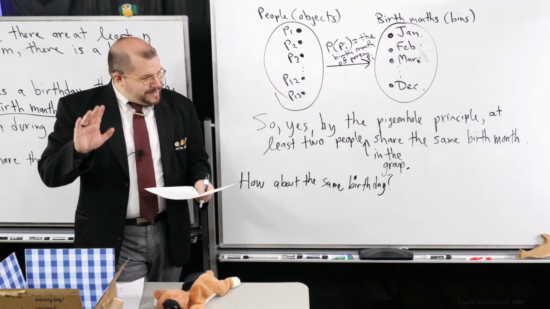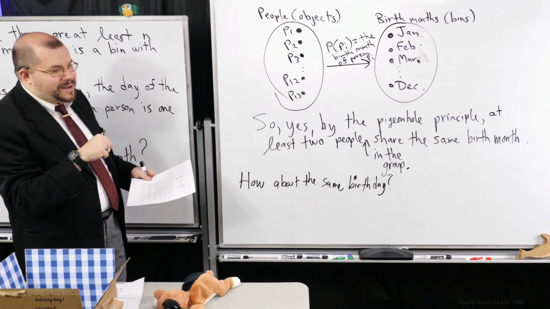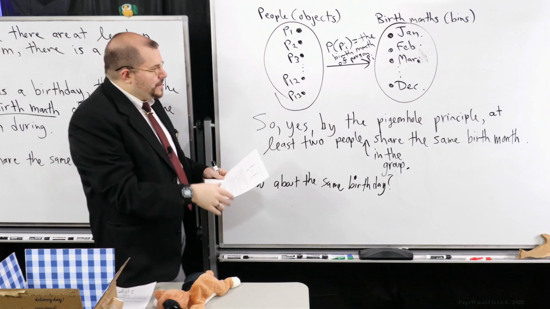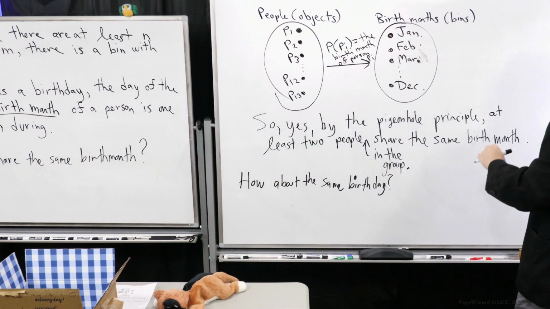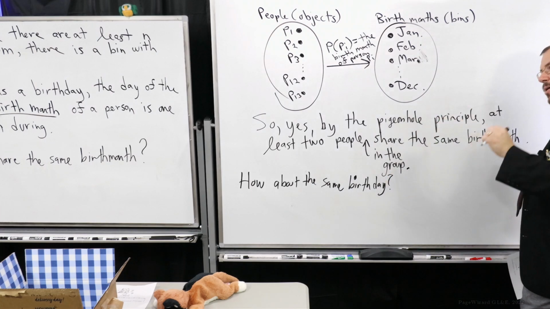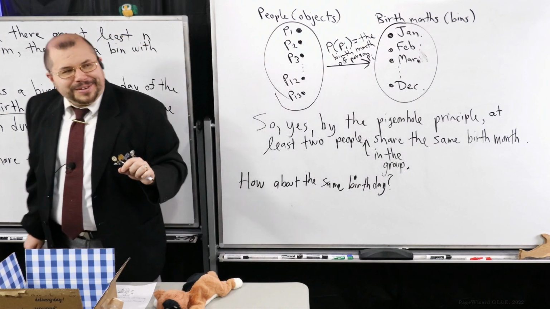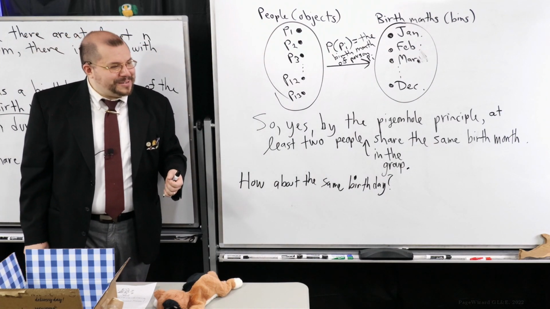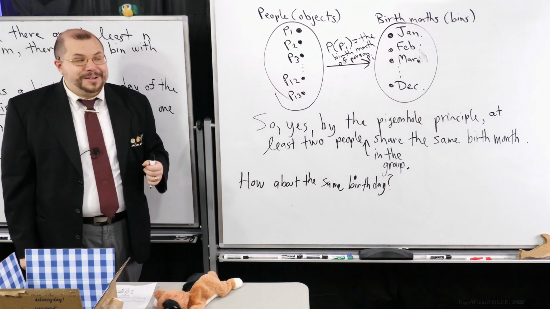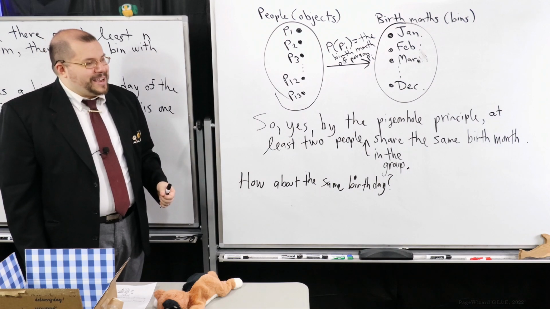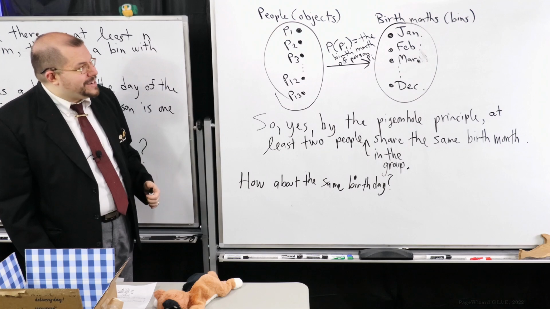Well, let's think about it. Let's look back at how we characterize the objects and bins. Remember, the objects are the people. The birth months were the bins. Now, for this question, we'll need to swap out the birth month with the birthday. So, can we use the pigeonhole principle to justify that there's at least 2 people in any group of 13 people that they share the same birthday? No, right? We don't have enough people to guarantee such a thing.